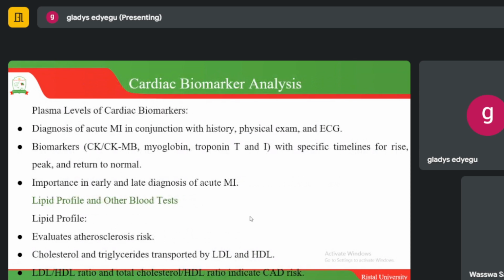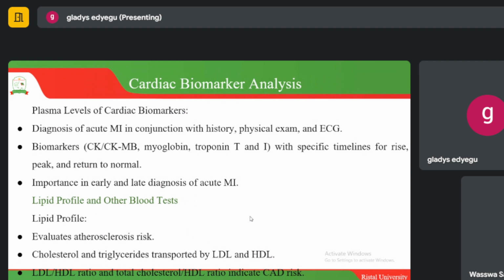So when you look at the cardiac biomarker analysis, you have to look at the plasma levels of the cardiac biomarkers. This can help you understand the level of the conditions and what you can do as a health worker to save the life of your patient in relation to the management. So, diagnosis of acute MI in conjunction with the history. You get the history, you do physical examination and the ECG.